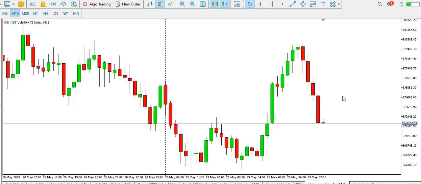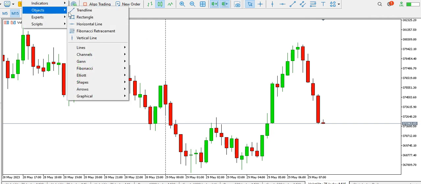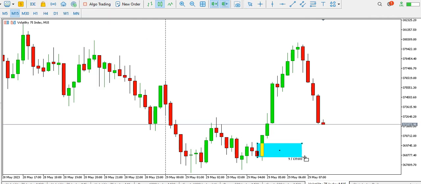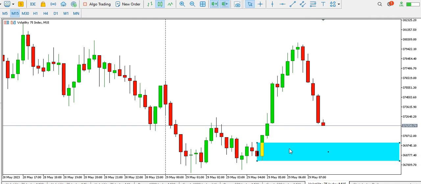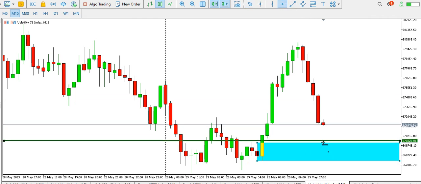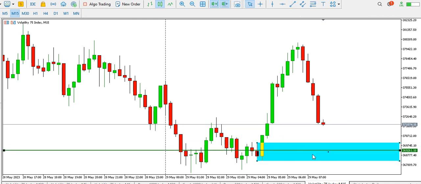On the 15 minutes time frame, what we have is the evening star pattern, and we can see price dropping as fast as it can, and we have this support area at the 369,000 level. We expect price to find support at this area, this order block, and if price is able to get support at this order block, we might see price rising.